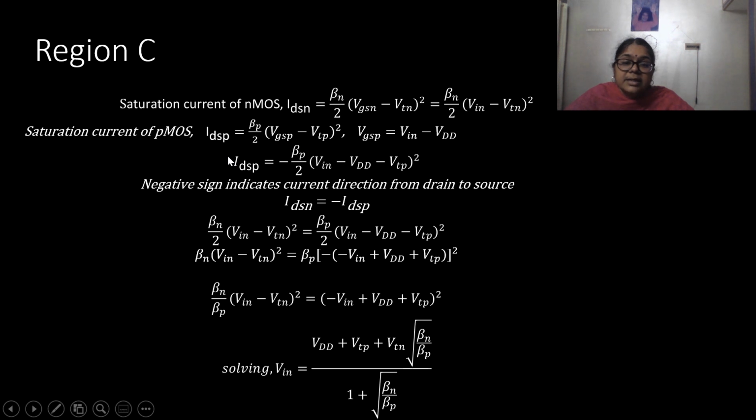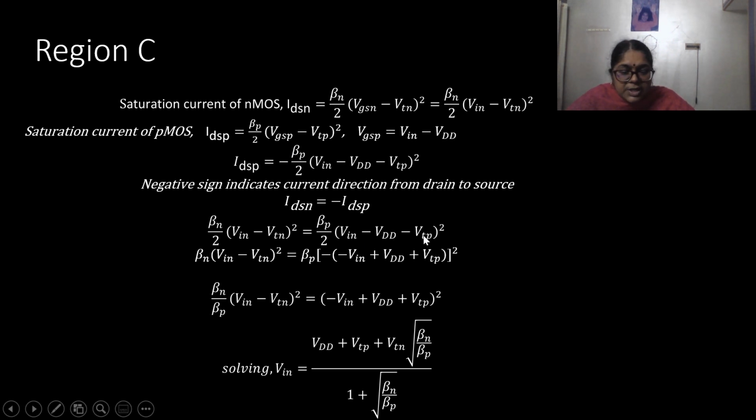So here in this particular case, IDSP is a negative value, because IDSP is drain to source current, but actually the current through pMOS transistor flows from source to drain. So that's why we consider the negative sign. Now IDSN is equal to minus IDSP, so that we get minus of minus becomes plus here, and we have equated both the currents.